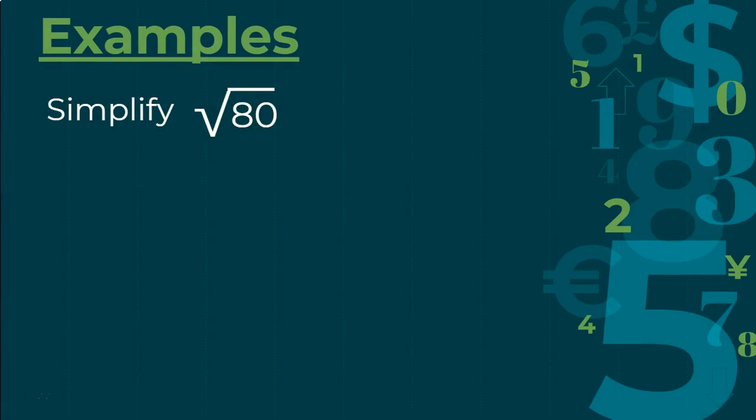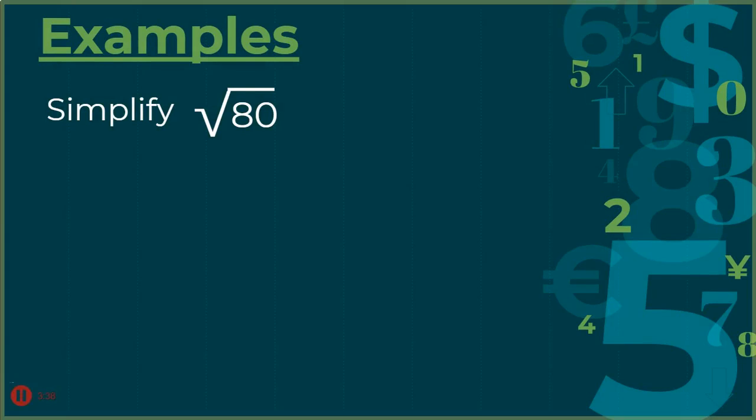The next one is the square root of 80. So again, we're going to create that factor tree. Most commonly, I think people are going to see 8 times 10. Neither one of those are prime, so I'm going to keep going.